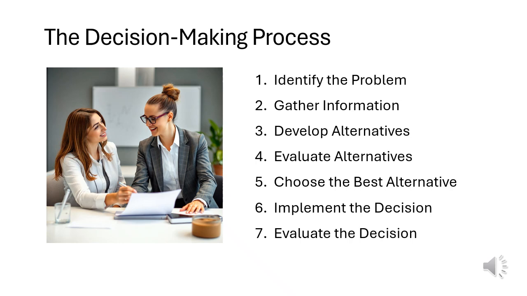Fourth, carefully evaluate those alternatives, considering their potential benefits and risks. Fifth, choose the best alternative based on your evaluation criteria. Sixth, implement the decision, putting it into action. And finally, evaluate the outcome of the decision to determine its effectiveness.